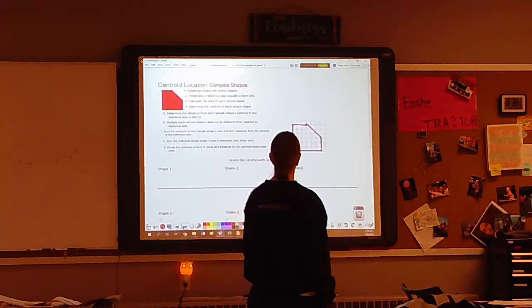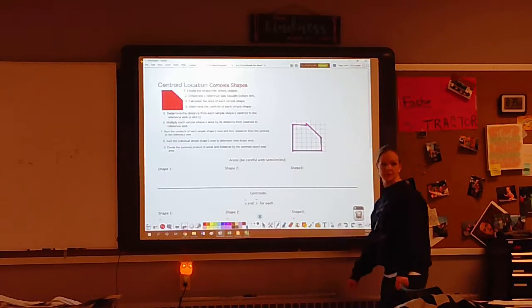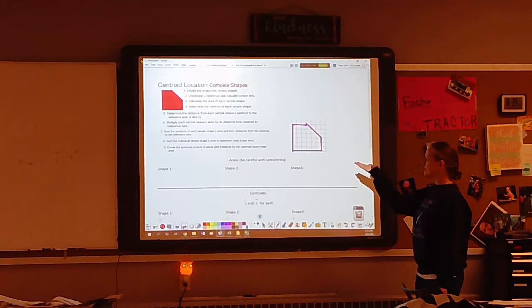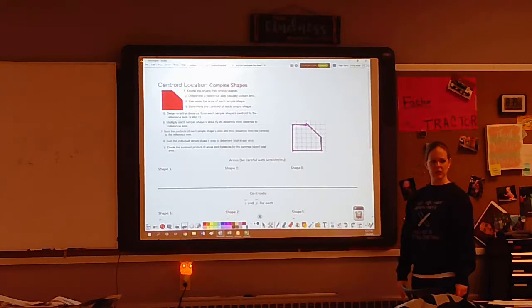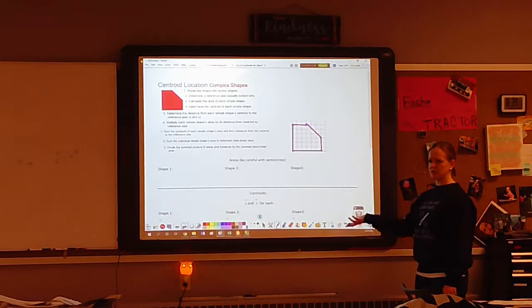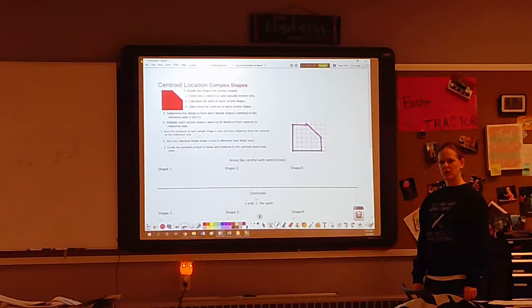This little shape is an odd shape. It looks like Miss Langeli made it up. That's because I did. What kind of shapes do you guys see with this? It's not a square, it's not a triangle, it's not a circle, it's made up of different shapes put together. What do you see?